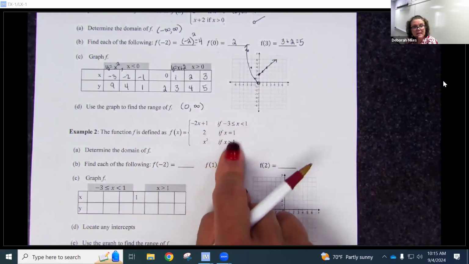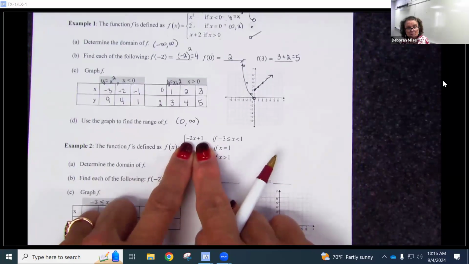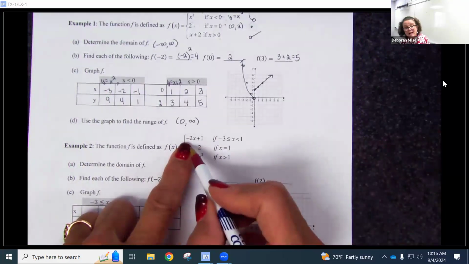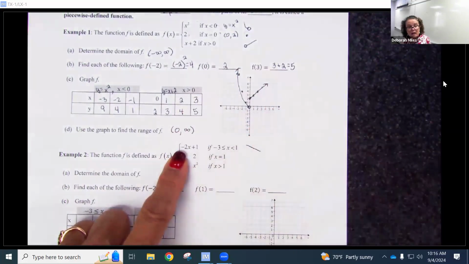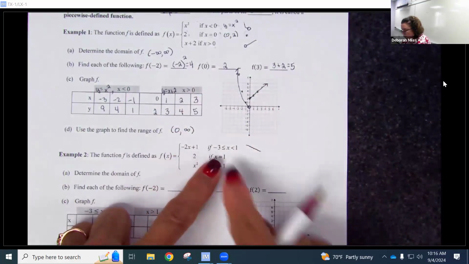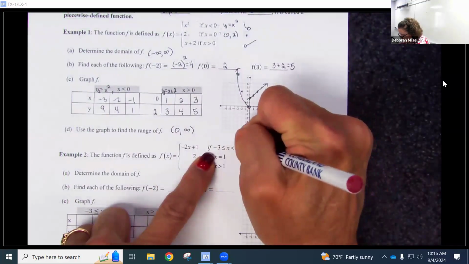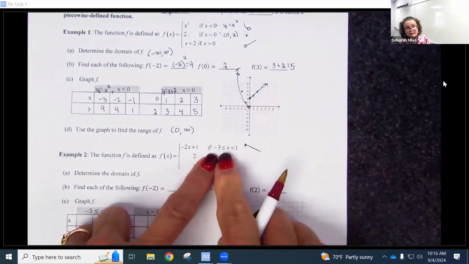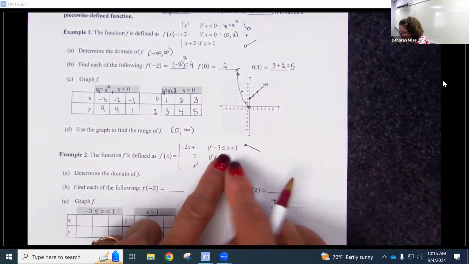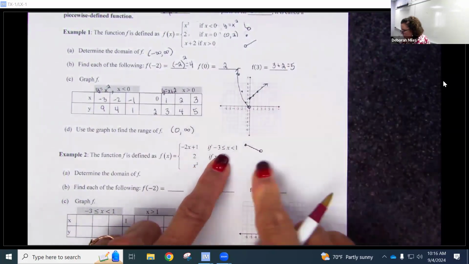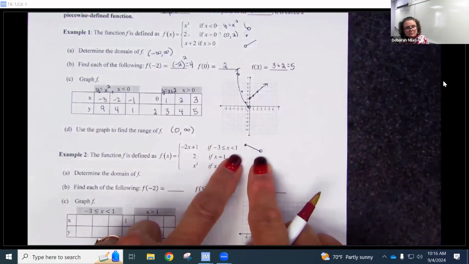I know what the 3 pieces of this graph look like. Negative 2x plus 1 is a line. And specifically, it has a negative slope. So I know this part of the line goes downhill from left to right. It starts at negative 3. So this left end is going to have a closed dot on it because negative 3 is included. The right end is going to go up to 1, but not include 1. So I'm going to have an open dot when I get to that value where x is 1.